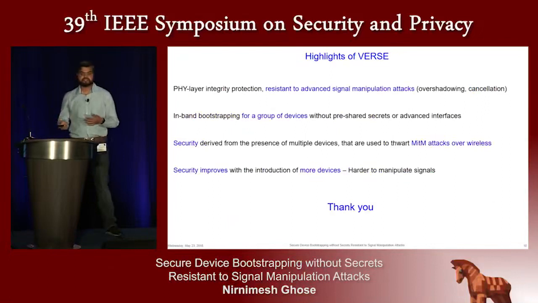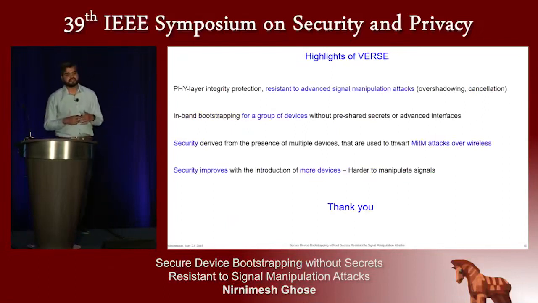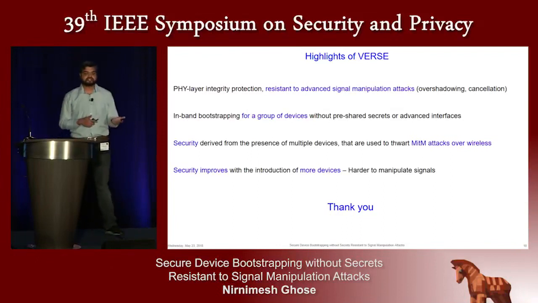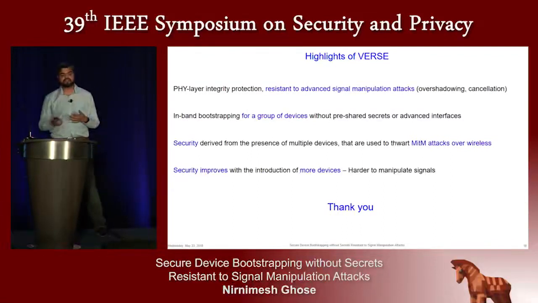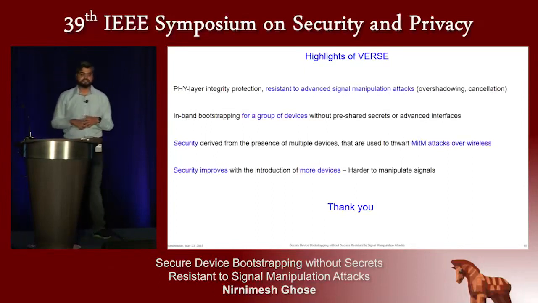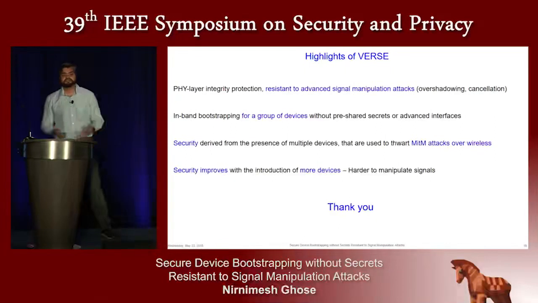Finally, concluding this talk, we proposed VERS, a physical integrity verification protocol which is resistant to advanced signal manipulation attacks such as overshadowing and cancellation attacks. VERS can be used to propose an in-band bootstrapping of a group of devices which do not share secrets or have advanced interfaces, and the security of VERS is derived from the presence of multiple devices that are used to thwart man-in-the-middle attacks over wireless. The security of VERS improves with the introduction of more devices, as it becomes harder to manipulate signals. Thank you, and I will take questions now.